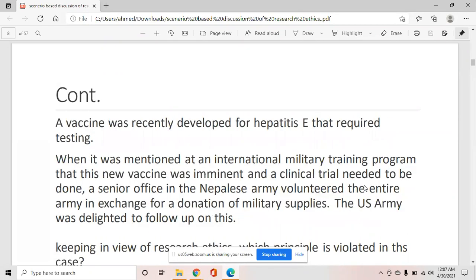A vaccine was recently developed for hepatitis E that required testing. When it was mentioned at an international military training program that this new vaccine was imminent and a clinical trial needed to be done, a senior officer in the Nepalese army volunteered the entire army in exchange for a donation of military supplies. The US Army was delighted to follow up on this. Keeping in view research ethics, which principle is violated in this case?